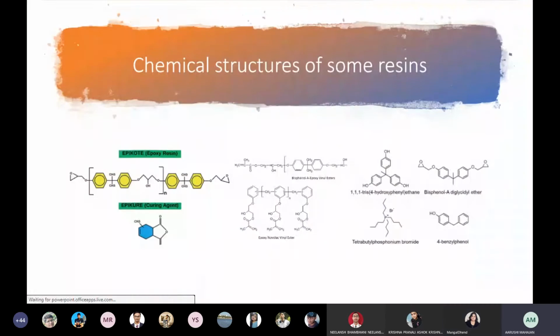Okay, now here are some examples of the epoxy resin. Epoxy resin is the most commonly used resin, by the way. It is used in a lot of different things, and we'll see the uses further.